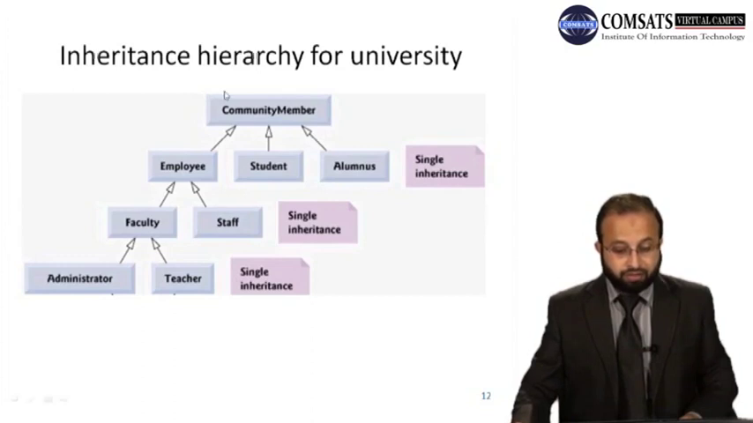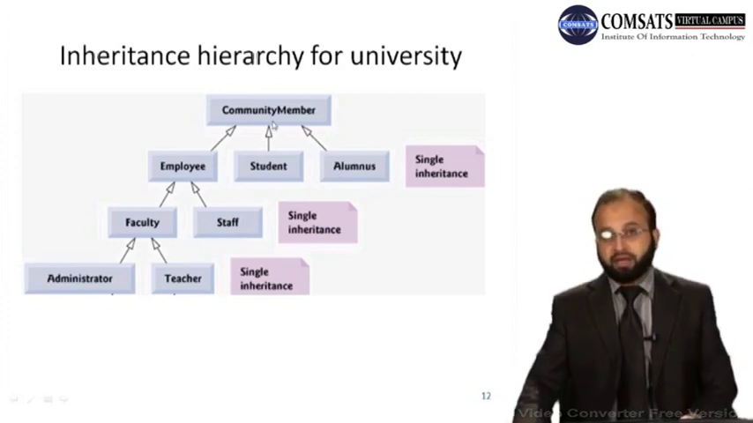So top hierarchy में हमारे पास जो class है that is member, community member. So employee is a community member, student is a community member, alumni is also a community member. So the student and employee and alumni, they are basically derived from community member class.